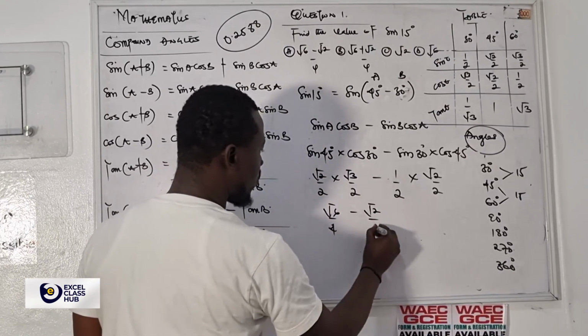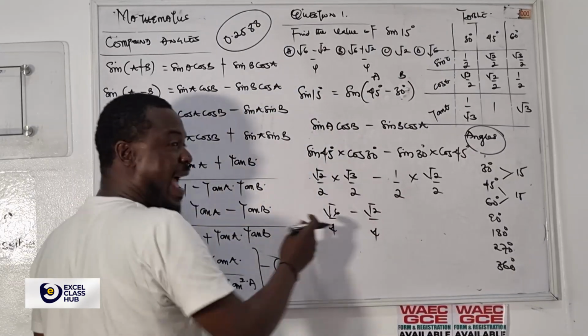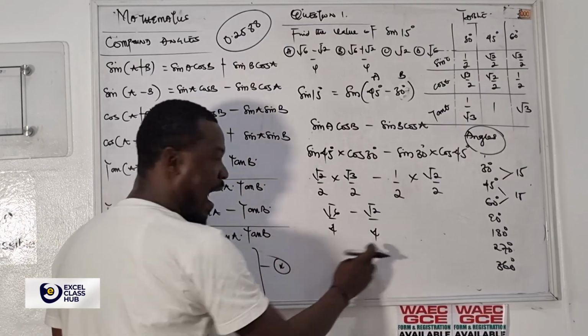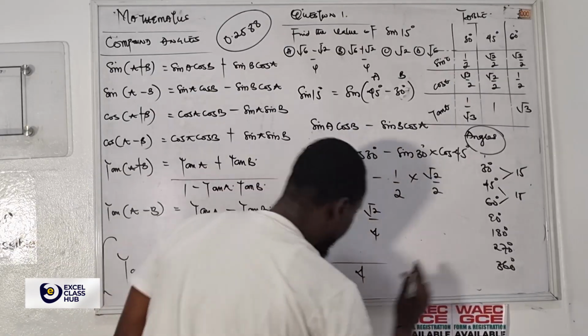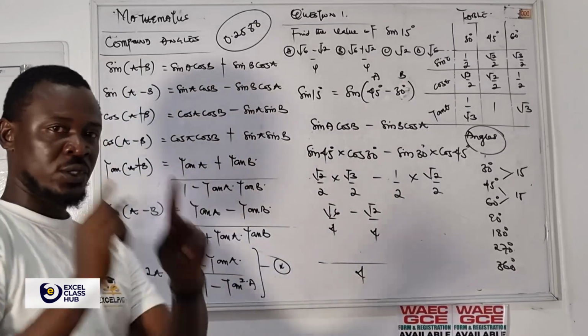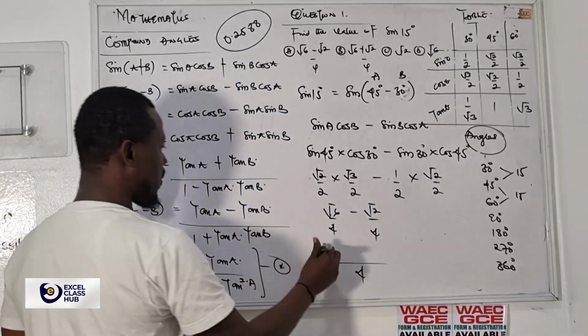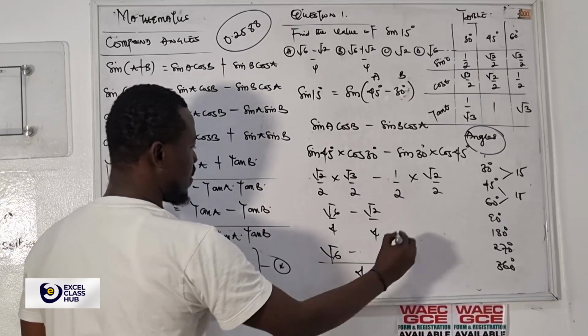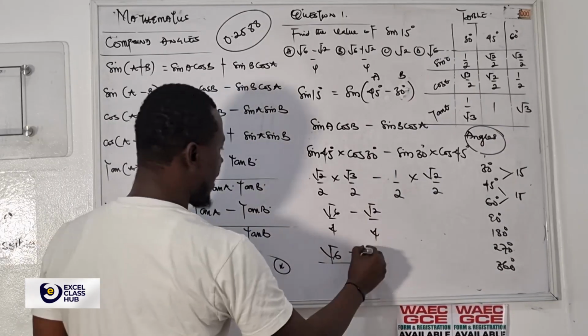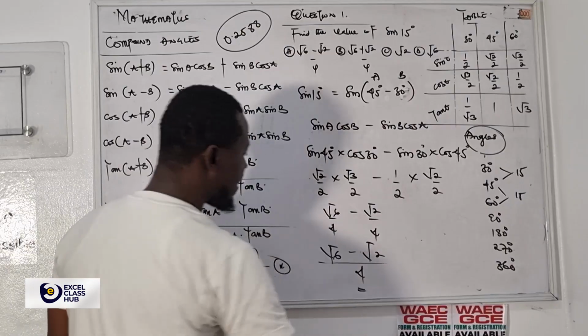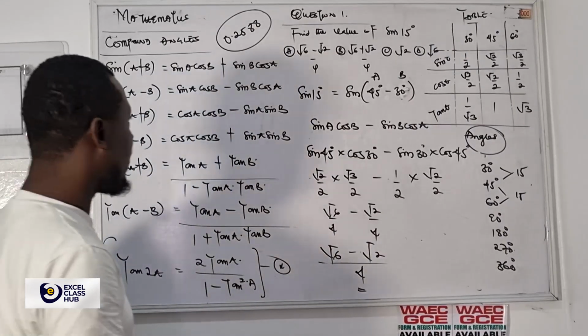Divided by 2 times 2 is 4. So for me, I can find the LCM of 4 and 4. LCM of 4 and 4 gives me 4. You draw this your line. 4 divided by 4 is 1. 1 times root 6 is root 6. Minus 4 divided by 4 again is 1. And 1 times root 2 is root 2. Is it among the options? Which of the options there is correct?